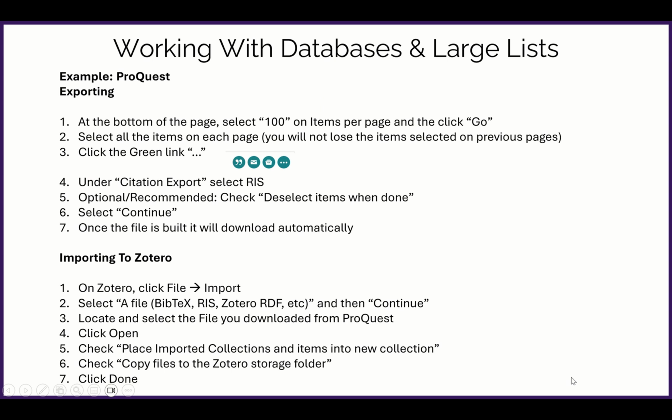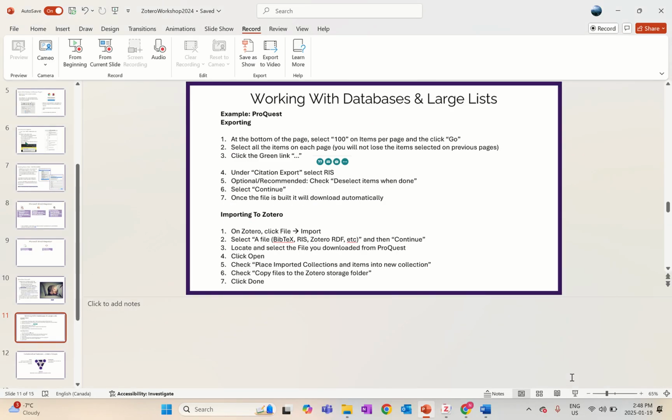And now we'll talk a little bit about working with databases and importing a large list of items into Zotero so that you don't have to do all of that work manually. For example, you might be searching in ProQuest and have a long list of items that you want to add. So again, probably the best way to show you this is to do a demonstration. So we'll go to ProQuest.